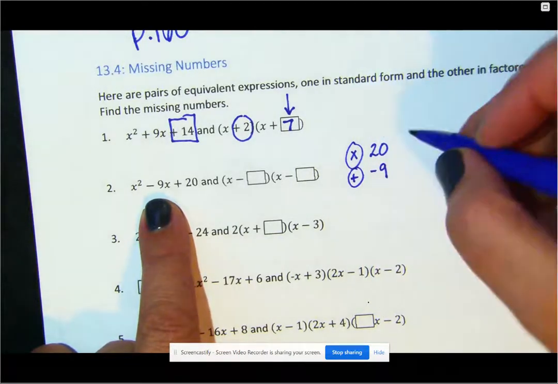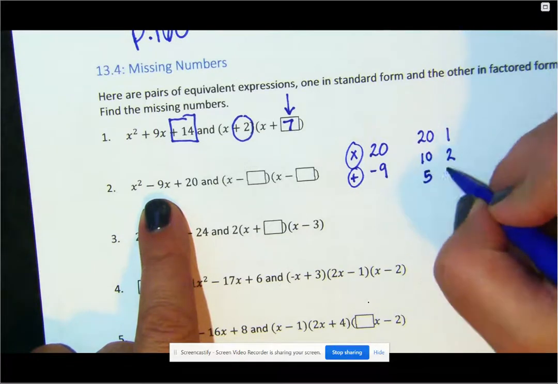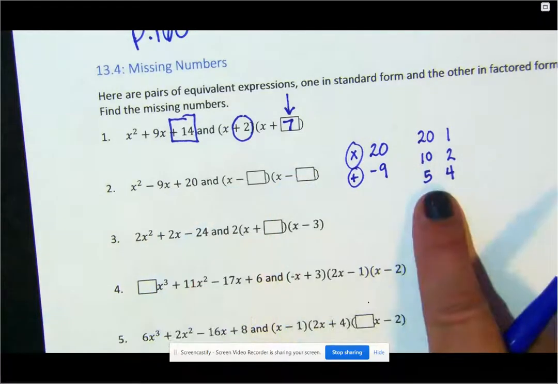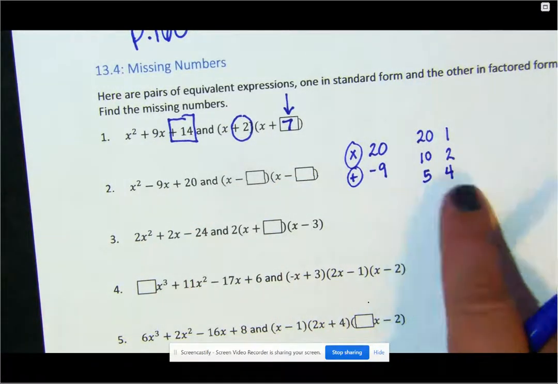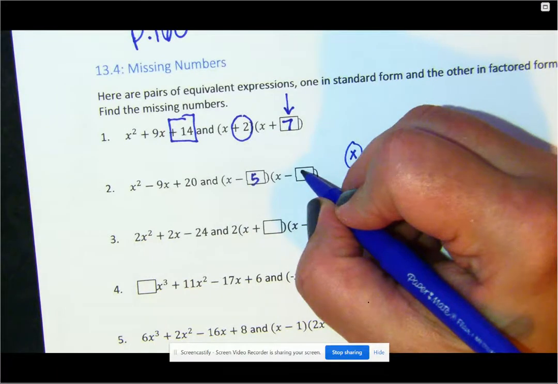So you can run through your factors. You've got 20 and 1, 10 and 2, 5 and 4. And they've already told me they're both negative. So which one of those can make a 9? 5 and 4. That is the equivalent factored form.